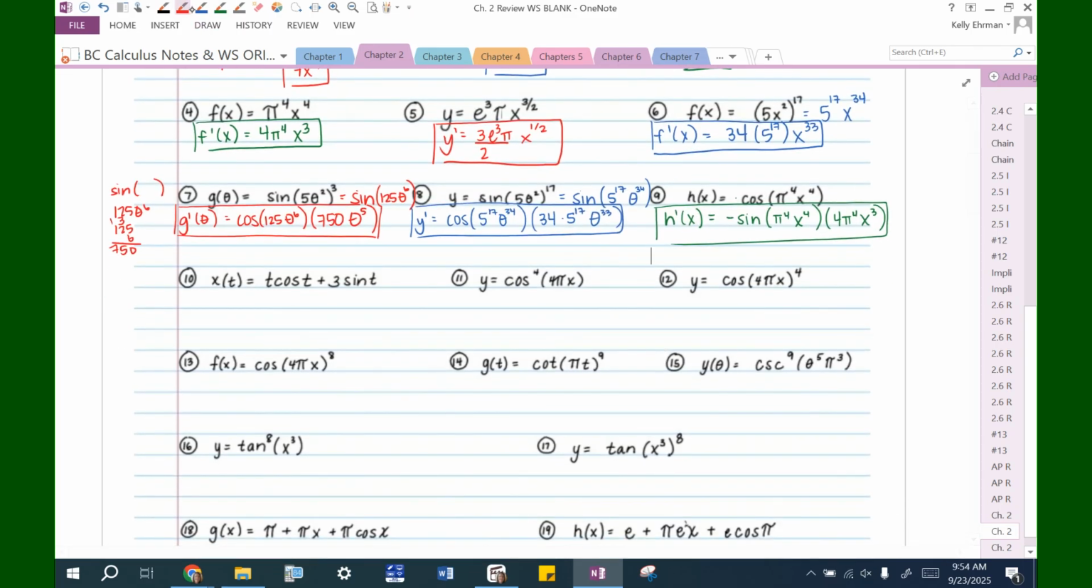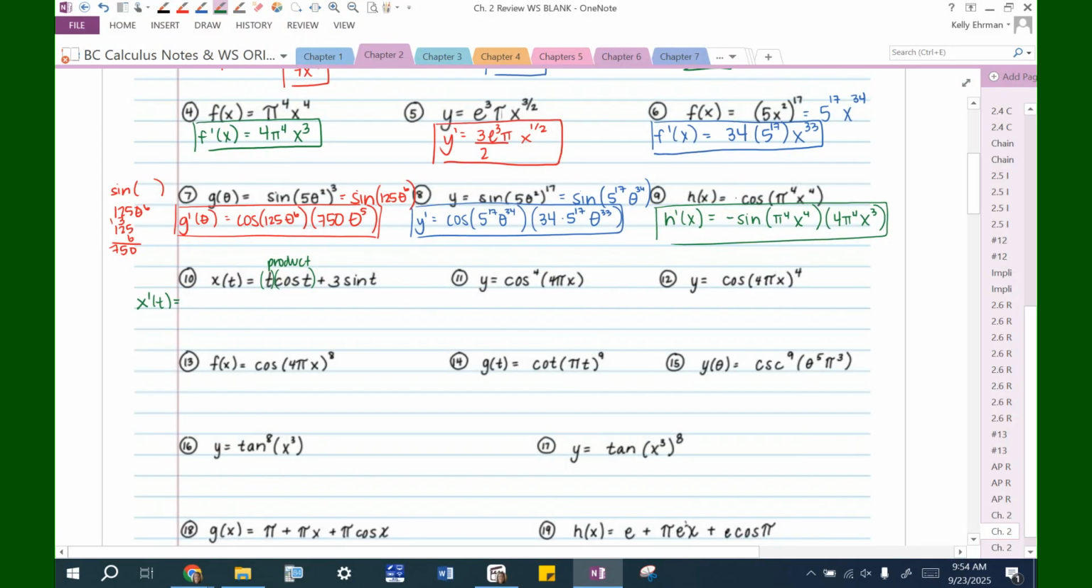For number 10, careful on 10 here. So you don't want to just say the derivative of t is 1, the derivative of cosine is negative sine. Remember, you have to use the product rule right here. So this is a product. Anytime you're multiplying two expressions with variables in them, you have to do this. And then this is just a trig function. So product rule first.